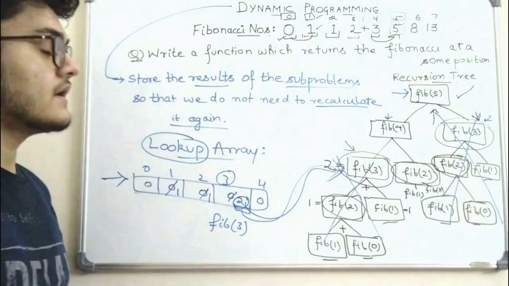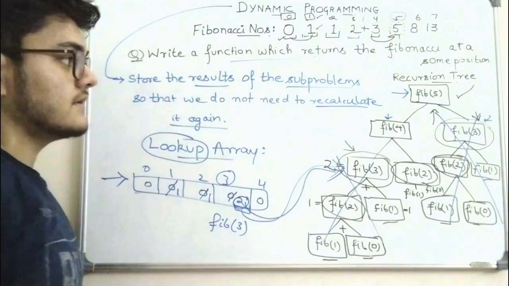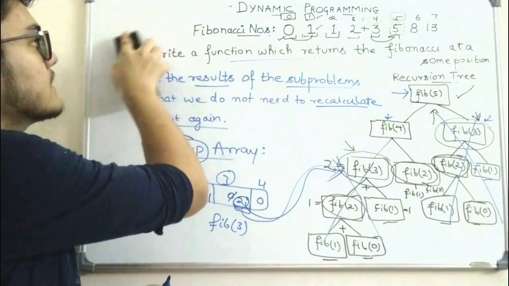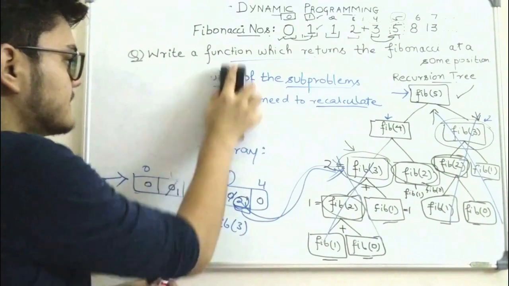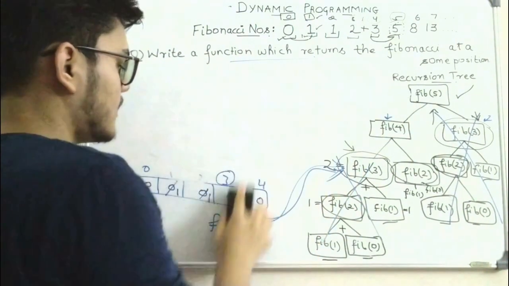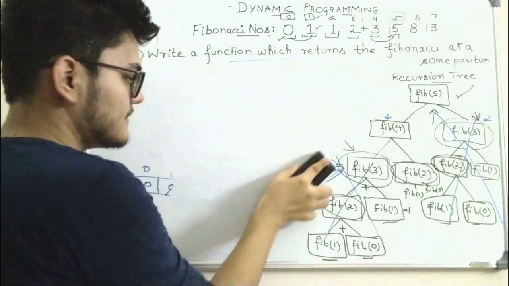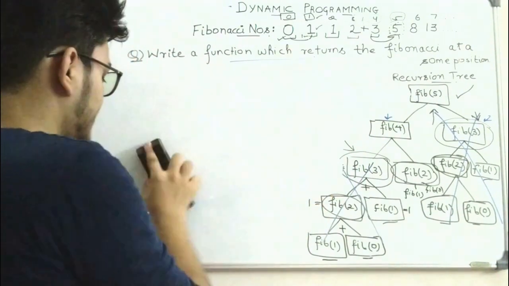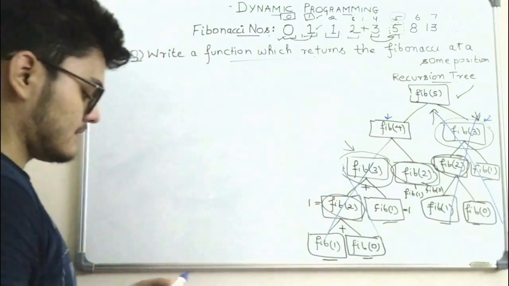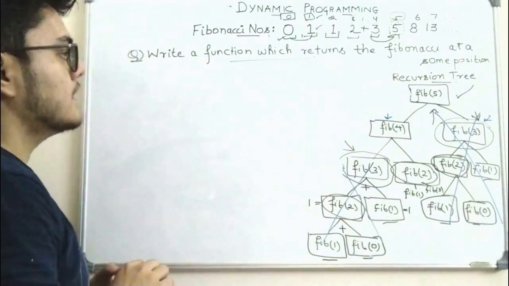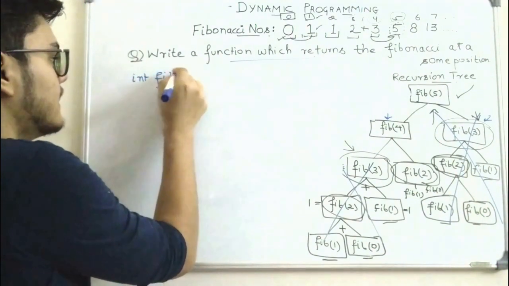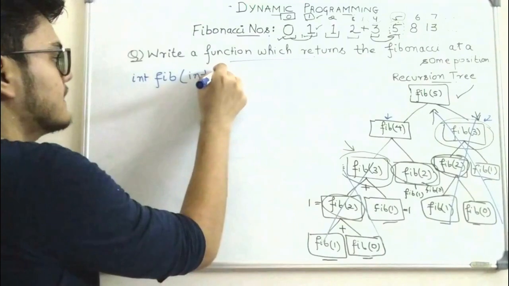So we have written the Fibonacci function using recursion. Now we are going to use the dynamic programming approach. So I'm going to write here the program which will use this approach. Now we are going to write the dynamic programming program which will basically solve this whole problem. So first of all, it will be integer Fibonacci number, and the position is int n.